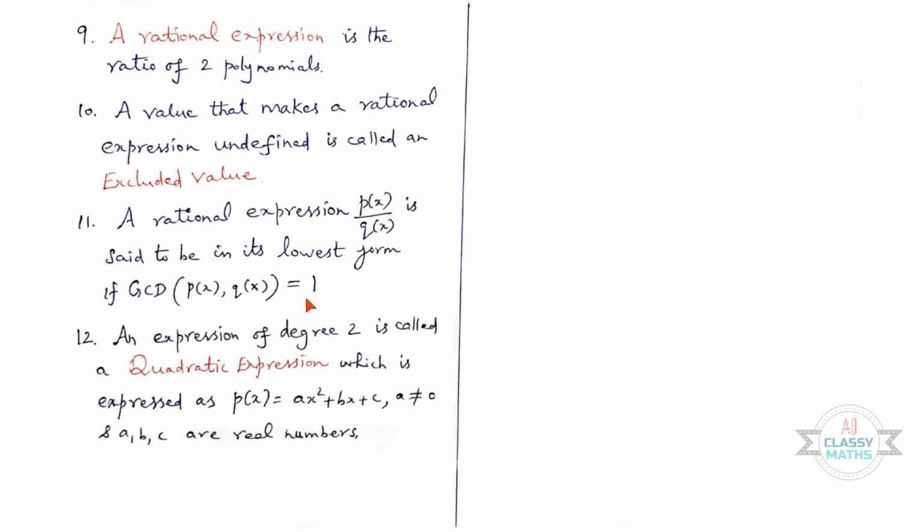12th point, an expression of degree 2 is called as a quadratic expression which is expressed as p of x is equal to ax square plus bx plus c, where a should not be equal to 0 and a comma b comma c are real numbers.